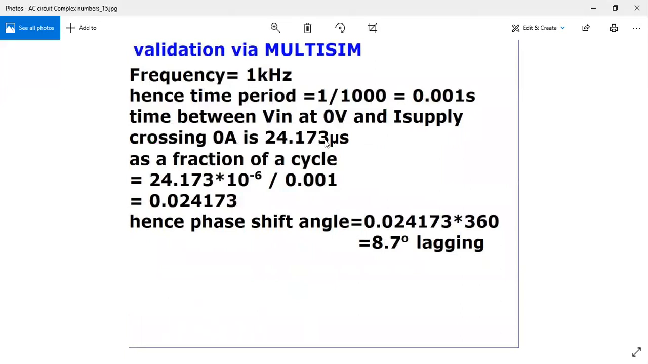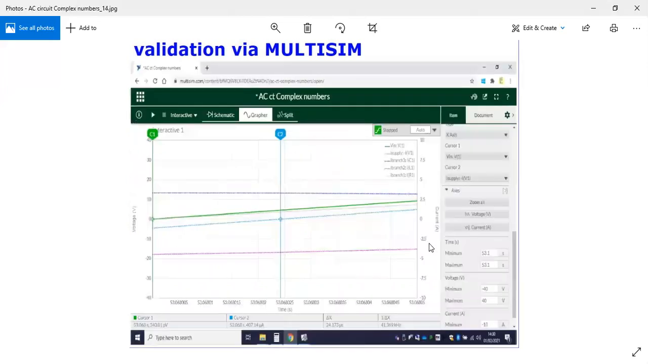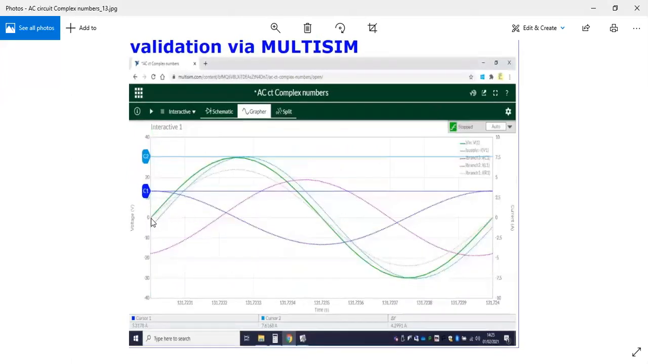If we want to translate this time difference into a phase angle, we can do the maths. We have 24.173 as a fraction of 1 cycle, which is 1 millisecond, because it's a 1000 hertz signal going in. That gives us a fraction of 0.024173. If we multiply by 360 degrees, we come out to an answer of 8.7 degrees, and that is lagging as shown by looking at the waveforms coming out. So what we have is a phase angle calculation of 8.9. In the simulator, using our eyesight and the cursors, it comes out to be 8.7.